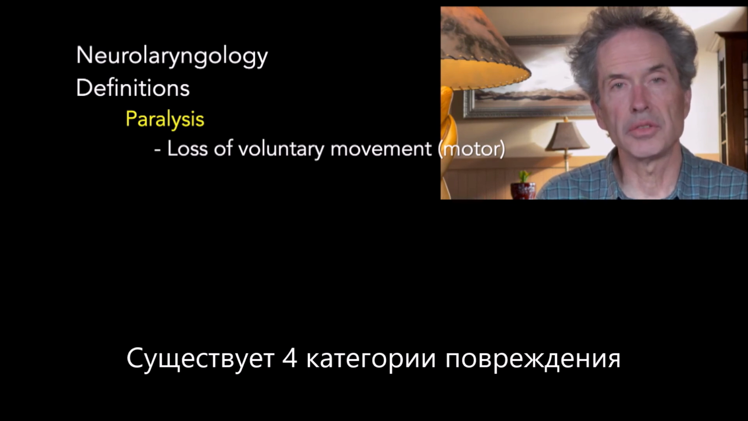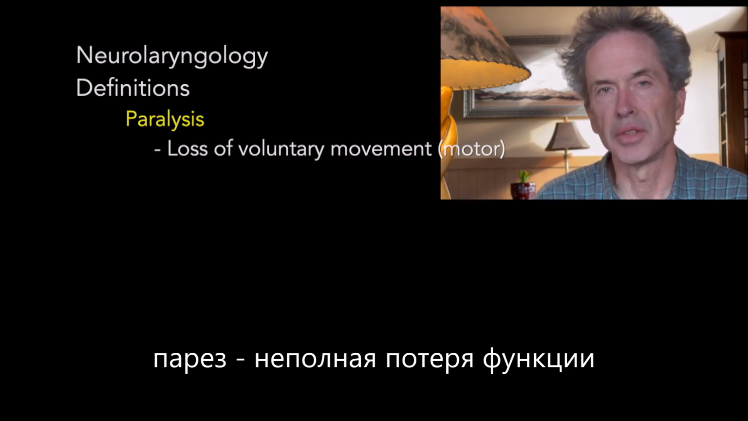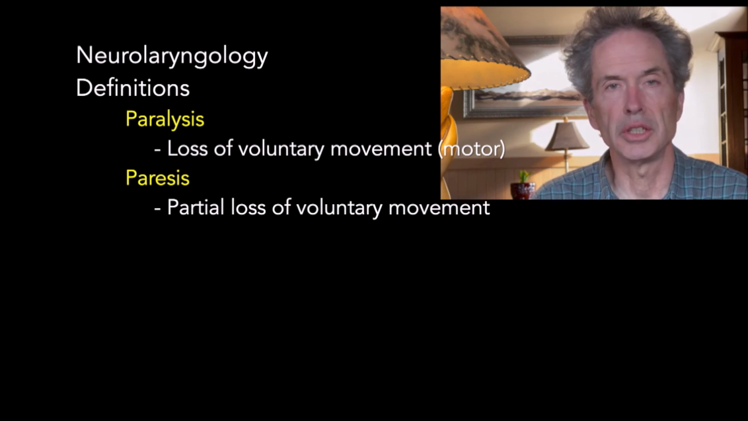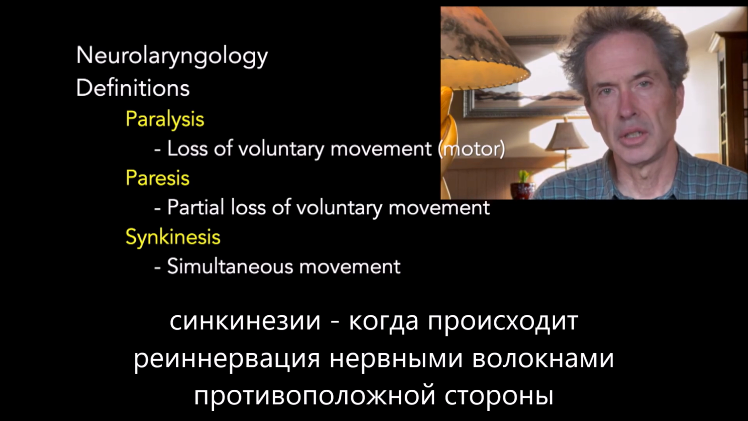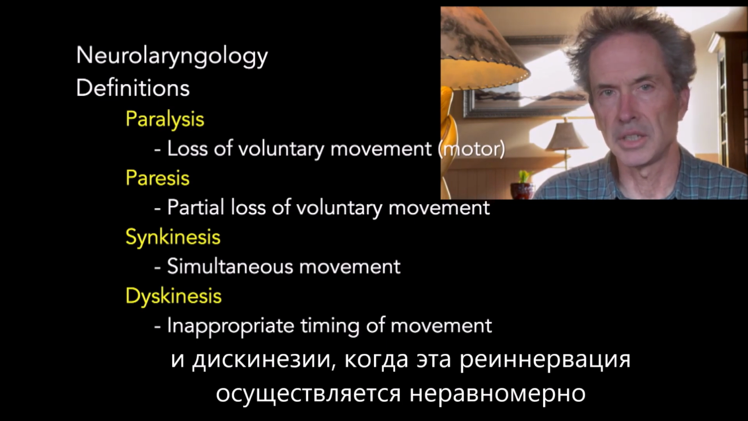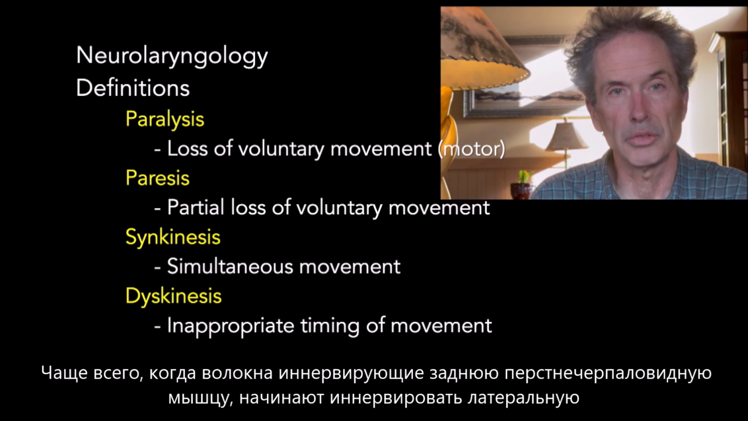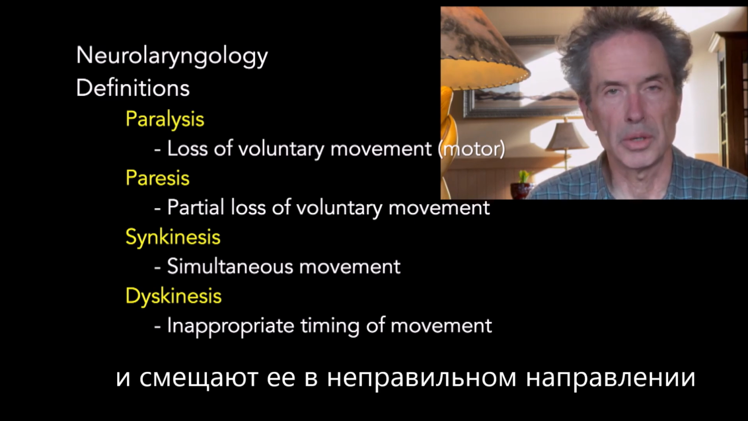There are 4 categories of injury: paralysis, which one might have upon initial division of a nerve, but is really quite rare because of reinnervation; paresis, which is a partial injury or an incomplete loss of function; synkinesis, when there has been opposing innervation, so one muscle gets innervation from opposing nerve branches; and dyskinesis, when that reinnervation is uneven. One of the predominant ones is when posterior cricoarytenoid fibers go into the lateral cricoarytenoid muscle and move it in an inappropriate direction at an inappropriate time.